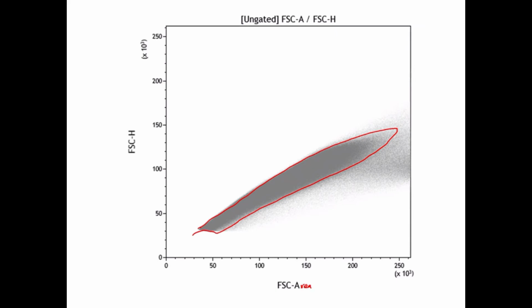However, you can also see there are some cells which are not following this parabolic curve. These are what we call doublets. And what are doublets? Doublets are the cells which are not flowing in a single file. They are two cells, three cells, or maybe more cells stuck to each other and flowing in a group. Now we don't want to study these cells.